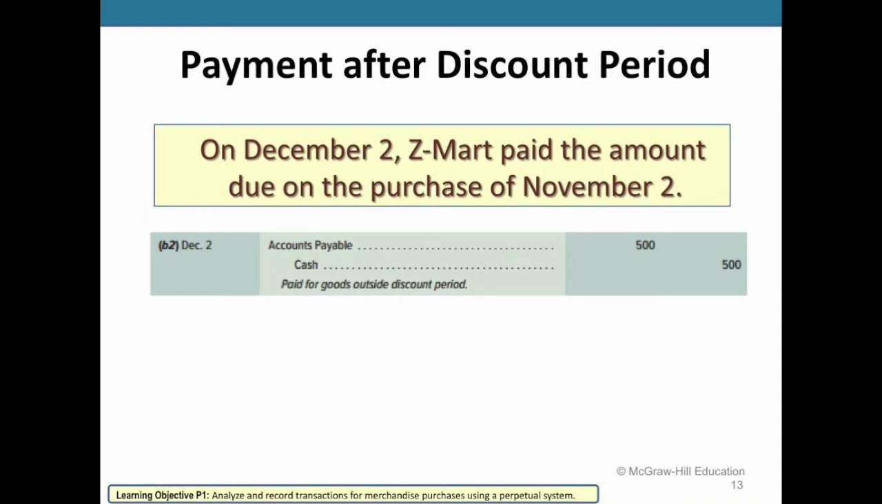Now, if we pay after the discount period, we're still going to debit the $500 for accounts payable, and we're going to credit cash for the amount we paid. It's also important to note that even though we're looking at terms of 2/10, net 30 with this invoice, it's possible that a supplier may offer different terms, such as 3/15 for a 3% discount within 15 days. And instead of 30 days permitted, it may be 60 days. So the amount of time we're looking at here is just for an example.